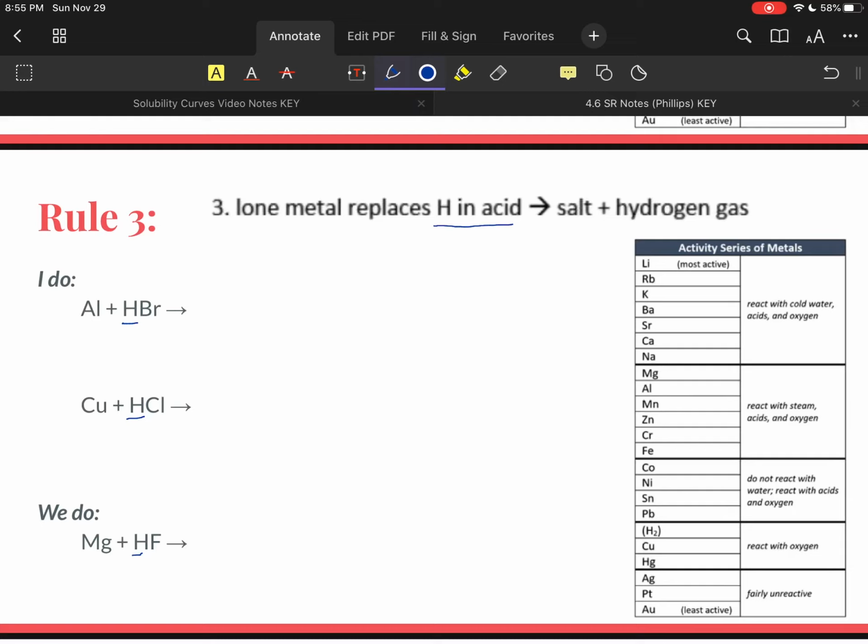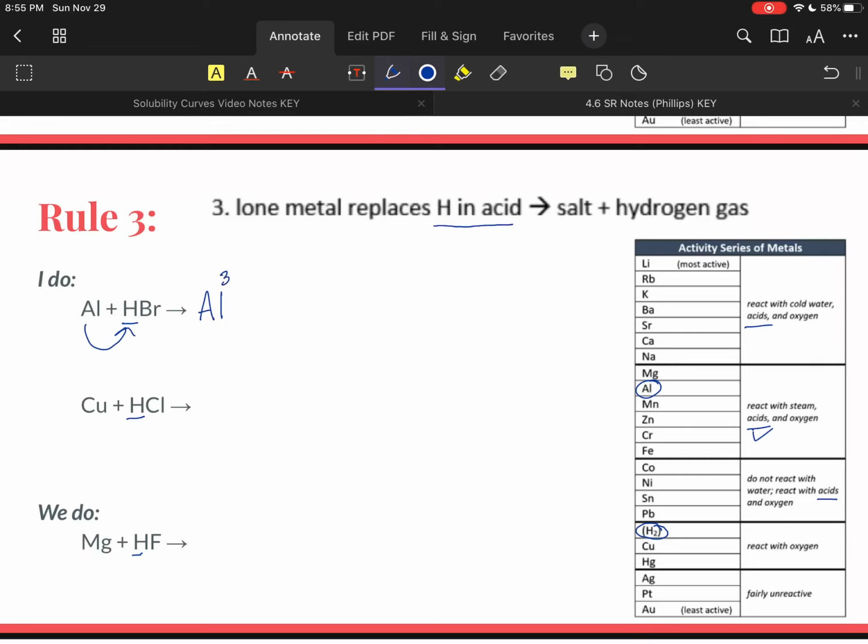It's not really anything different than what we've done before. The reason it just has its own rule is because you're looking to make sure that it'll actually react with an acid in the rule. And notice everything that's above where hydrogen is will react with acids. So aluminum, where is aluminum? It is up here. It says it will react with acids, so I'm good to go. So it's going to replace the H.